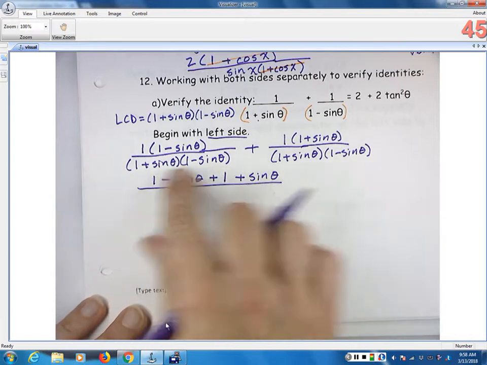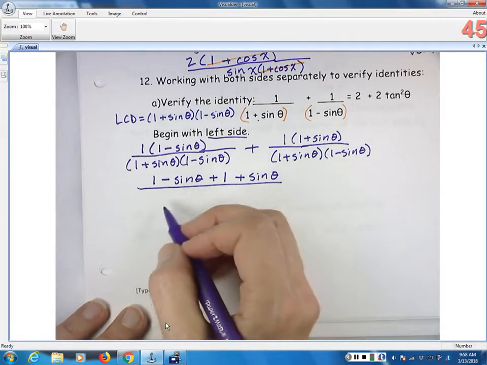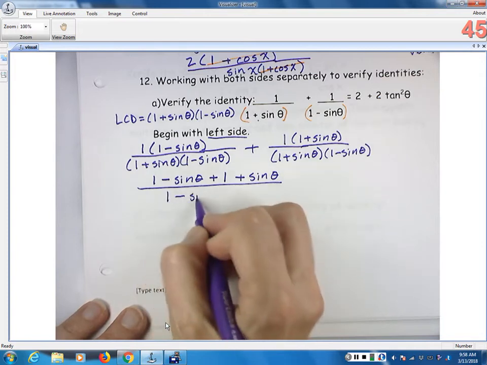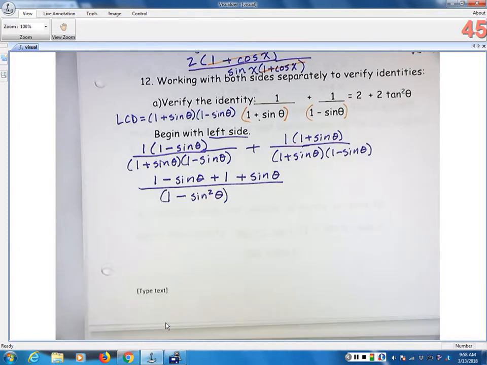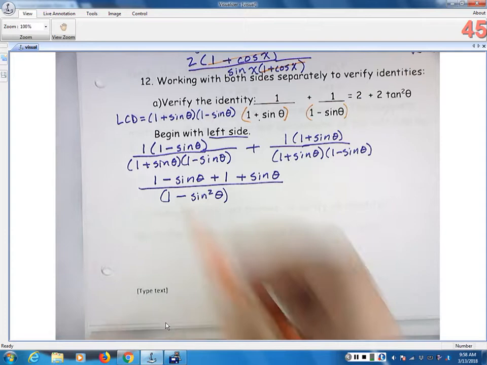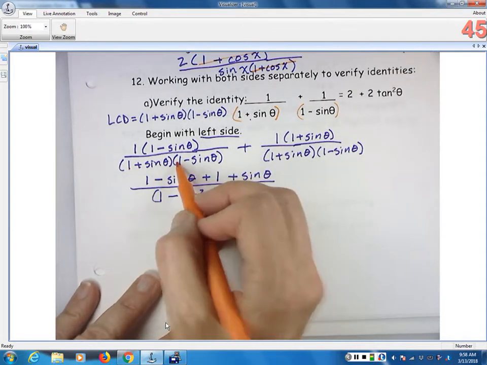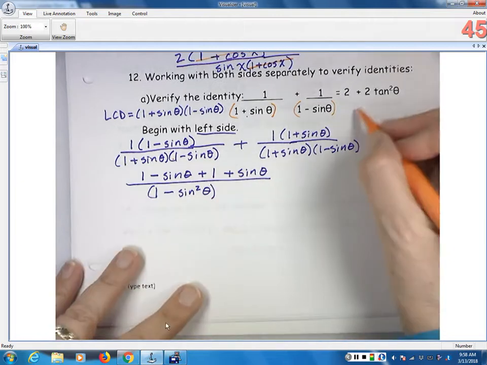1 plus something and 1 minus the same thing. What do you get? It's a difference of perfect squares. You can FOIL it out, but you get 1 minus sine squared theta. It's the difference of perfect squares, always, or FOIL it. The middle terms are going to cancel. The first term is 1, the last term is minus sine squared theta. It's the difference of perfect squares.